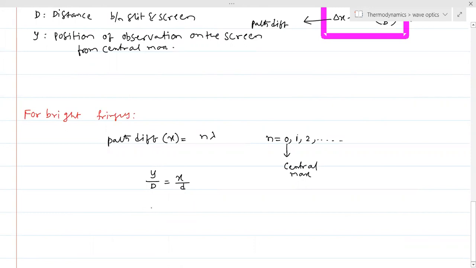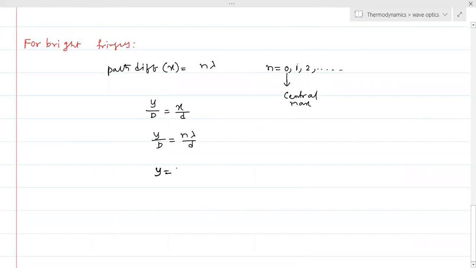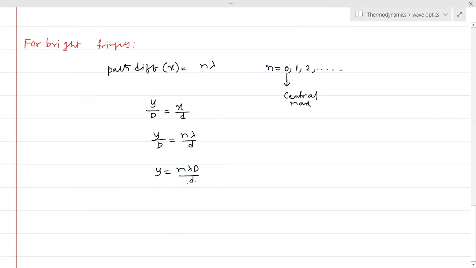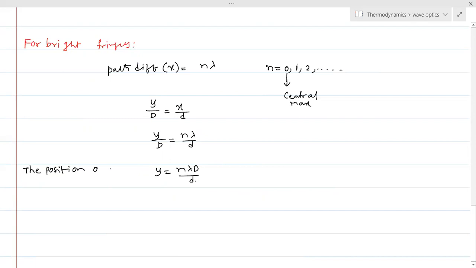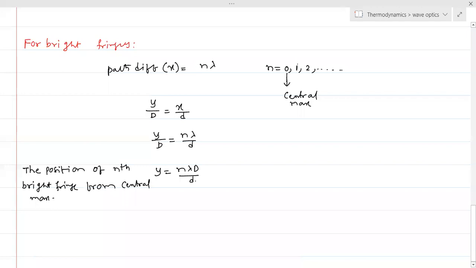Next, y by D is equal to x, and for bright fringes we take n lambda by small d. Therefore y is equal to n lambda D by small d. So y is the position of the nth bright fringe from the central maximum.